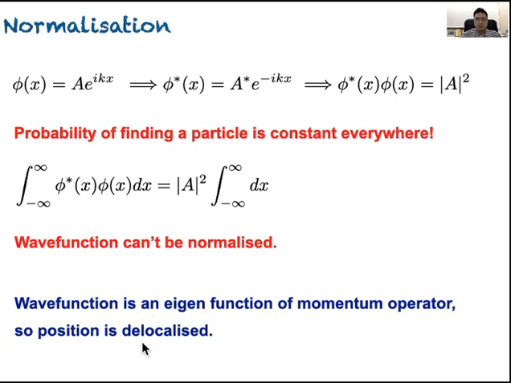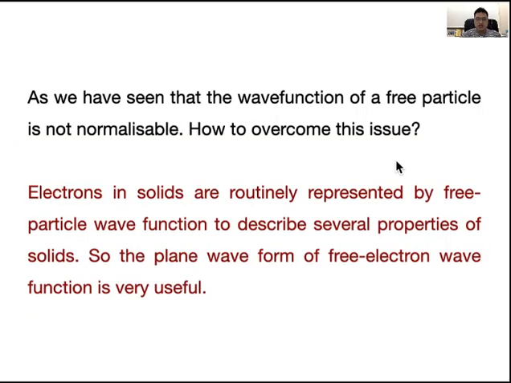Okay, so the position is delocalized, and that's why the probability of finding a particle is constant everywhere. Now this is your second question. As we have seen, the wave function of a free particle is not normalizable. How do we overcome this issue?